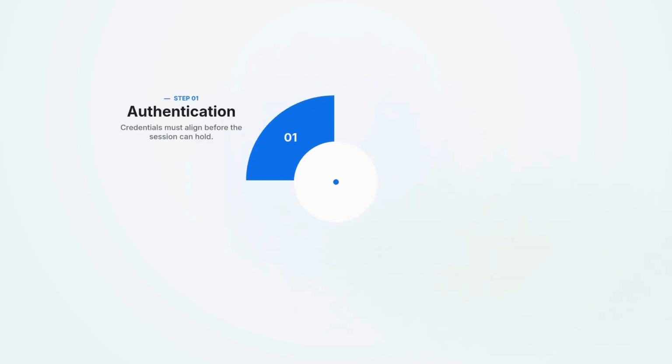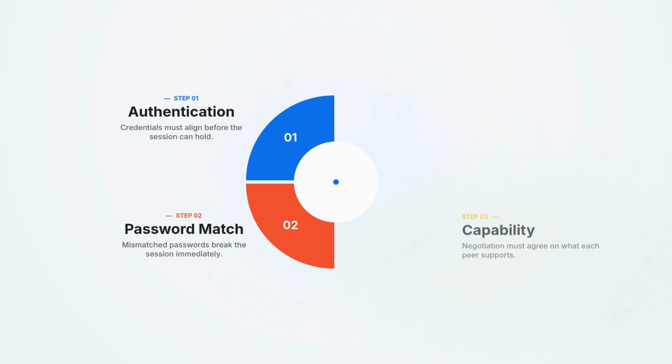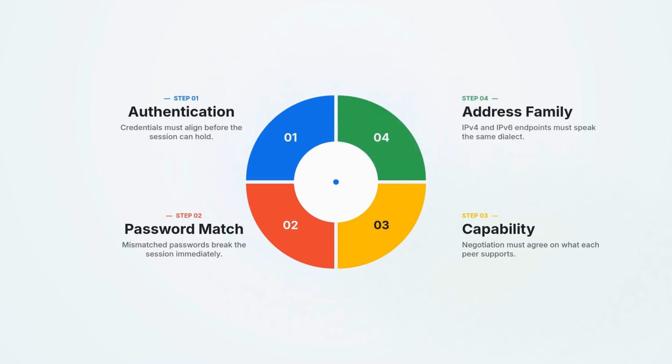For loopback-based sessions, check that both sides source and expect the same addresses. If authentication is used, mismatched passwords will break the session even when everything else looks right. The same goes for certain capability or address family negotiation mismatches.